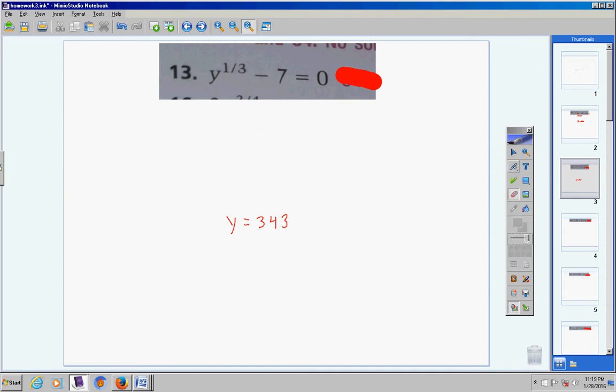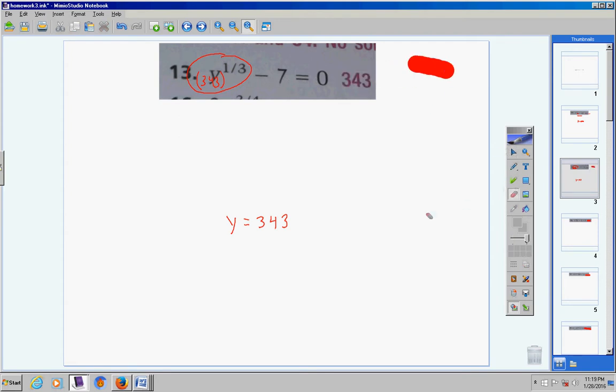Now the last step, of course, is to check your answer. So we're going to put 343 in for y right here. So we have 343 to the 1/3 power. If you type this into your calculator right here, you'll get 7. And 7 minus 7 is 0. So the answer is 343.